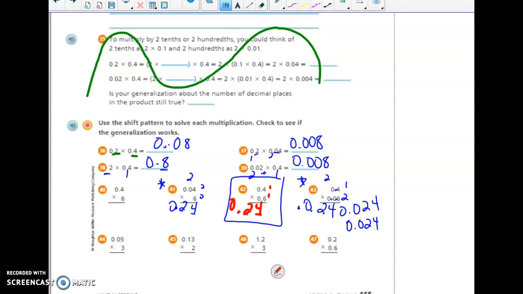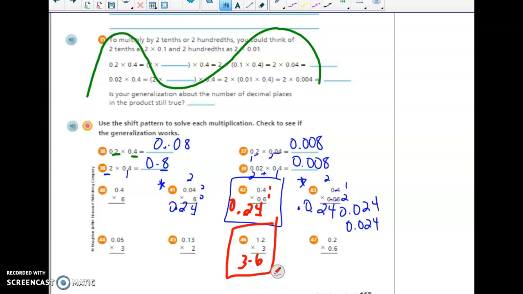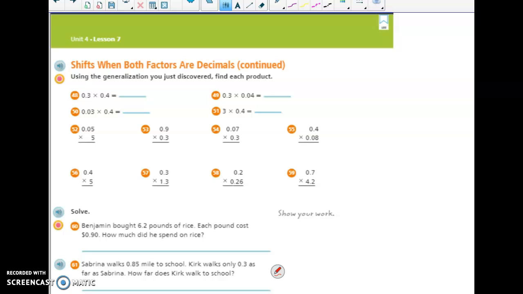Okay, I would like you to try one more. I'd like for you to try this one right here. Ready, set, go. Number 46. If you said the answer is 3.6 or 3 6/10, you were absolutely right. All right, turn over to the next page. And I think with ease you could do some of these top ones.